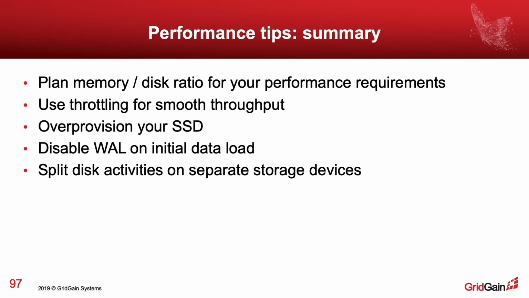So to sum it up, let's go through the performance tips again. You have to plan your memory to disk ratio before going to production. You may consider using throttling if you want to achieve limited latency. You have to overprovision your solid-state disk drives, in which case your throughput will be better. If you want to perform an initial data load, you may just disable the write-ahead log. And at last, you may want to split disk activities if you have the option to build separate disk storage devices. In such a case, your throughput will be divided across these hard drives.